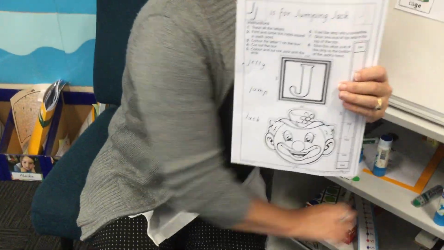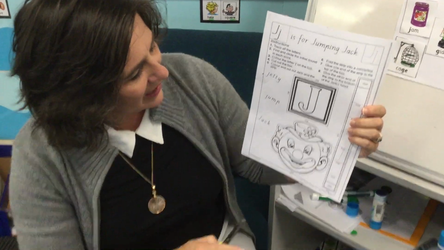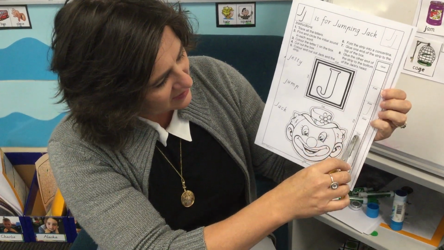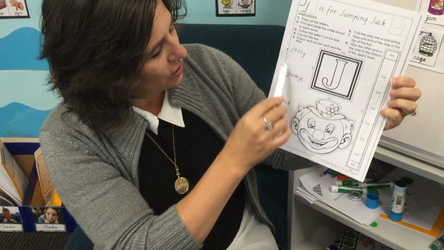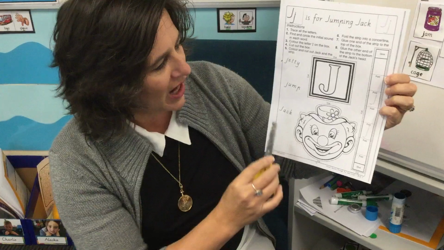Now, we've got a lovely activity today, another crafting activity, because we thought it would be more fun for you. Now, this one is jumping jack. J is for jumping jack. Now, I won't do this myself, but what you have to do is trace the J's and circle the J's here on there. So that says jetty, jump, jack.